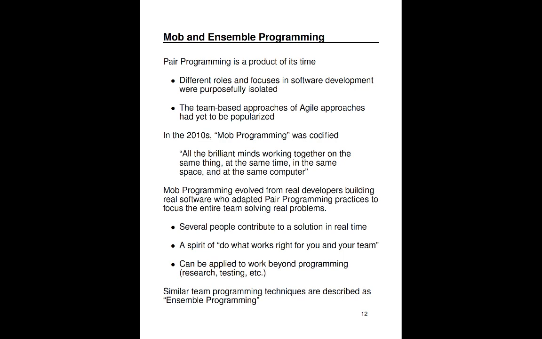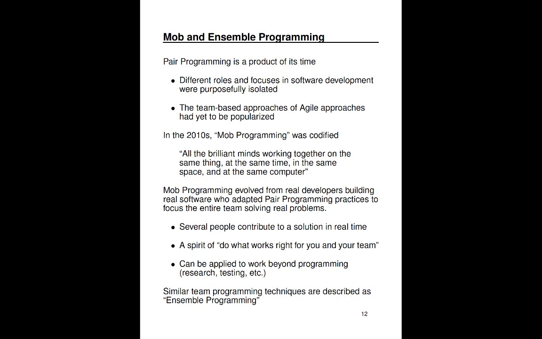So in mob programming, you have several people all contributing to a solution in real time. Another aspect of mob programming is that people ought to do what works right for them and for their team, and to learn from the process and to adopt it locally. And so while there are some guidelines or lots of really good ways to get started, the particular techniques aren't meant to be always and forever.